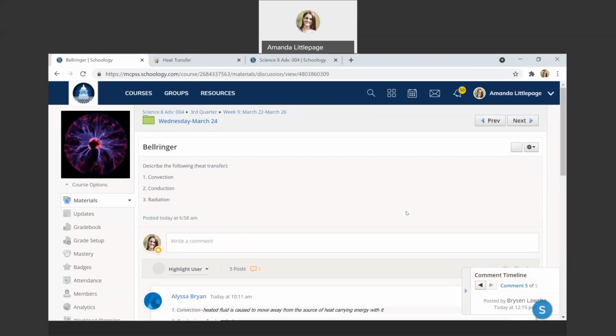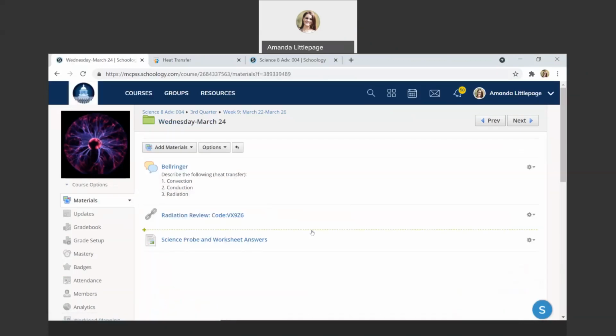One of the primary examples of radiation in the form of thermal energy is the heat we feel from the sun. I'm going to go over each of these in more detail in a few minutes when I go through a brief little PowerPoint presentation. But that's your bell ringer there. Make sure that you've addressed that.